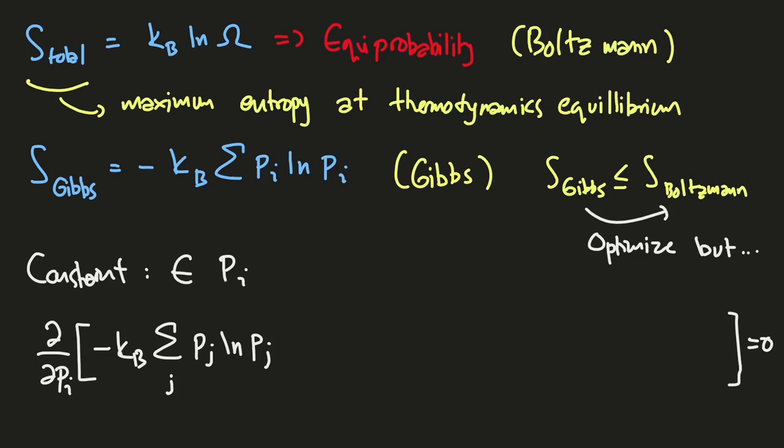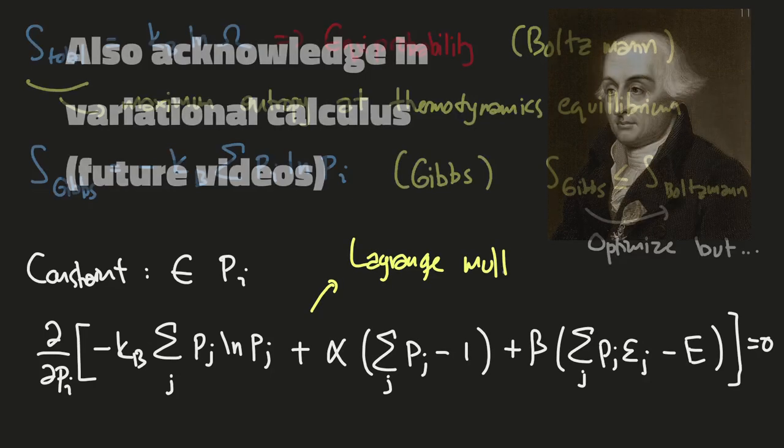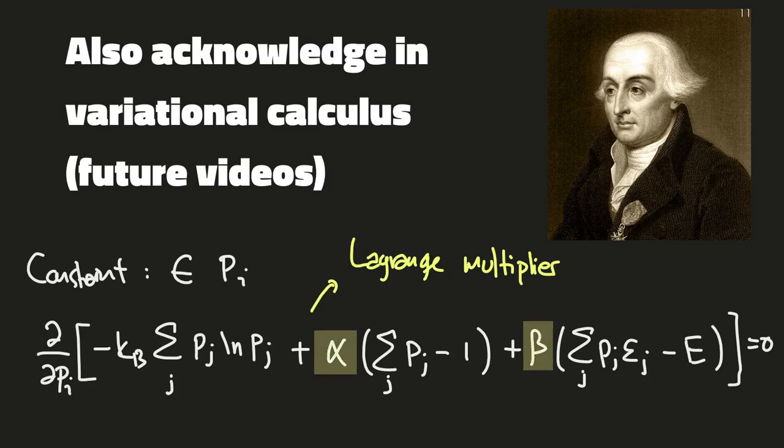But now, with constraints such as these, we use what is known as the Lagrange multiplier method, where alpha and beta here are constants with respect to each p_i.